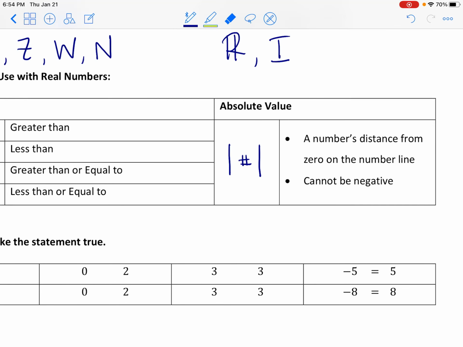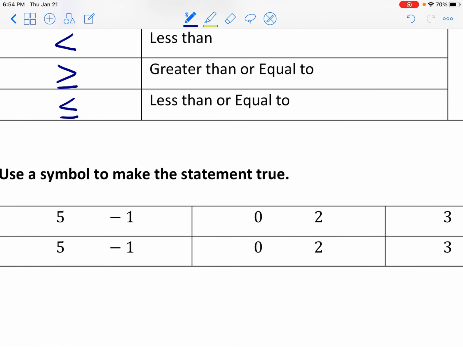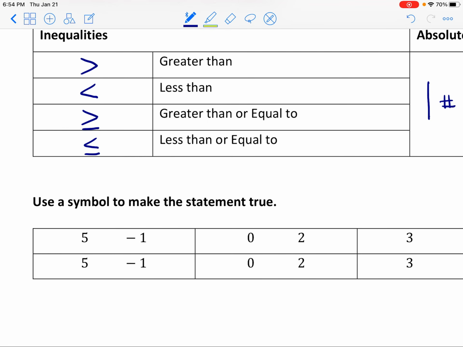All right. So we're going to try to use some of those symbols in the next couple of little problems here. So use a symbol to make the statement true. So 5 and -1, if we were to compare these two numbers, we would say that 5 is greater than -1. Now technically we could also say greater than or equal to. They're not equal, but either one could happen. So if it's greater or equal, then we're fine. Since greater applies, that symbol still applies as well.